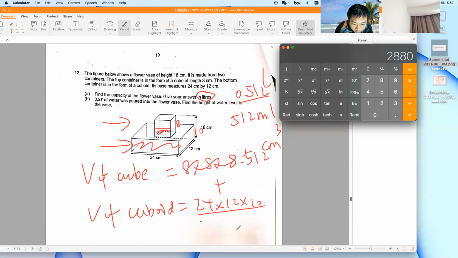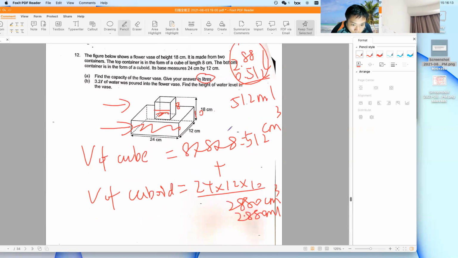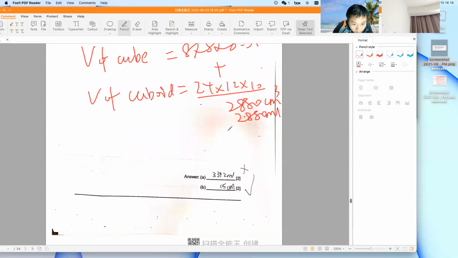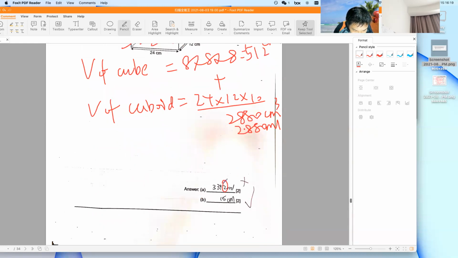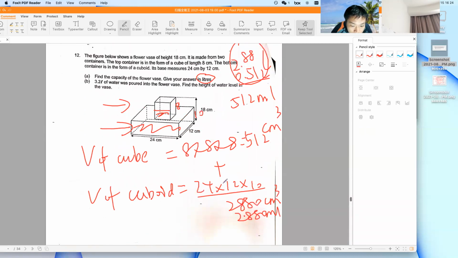So that is 2880. This is cm cube to milliliter, same conversion, 1 to 1. So to liter is 2.88. Then you just add these two up. So it should be 3.39, right? Yeah, 3.39. I don't know where you got your 2 from. I don't have the 2, right? 3.392, yes, there is. So it should be 3.392.